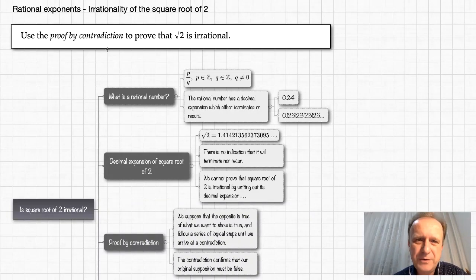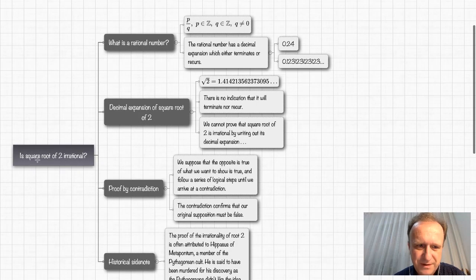Irrationality of the square root of 2. Here is the task for this video. Use the proof by contradiction to prove that square root of 2 is irrational. So this is the question here that we want to address. Is square root of 2 irrational?